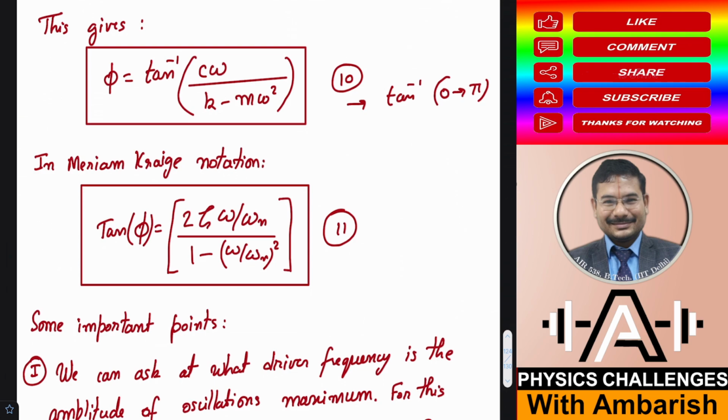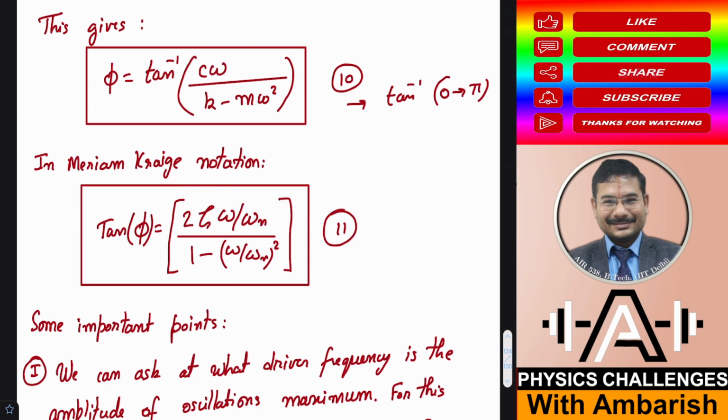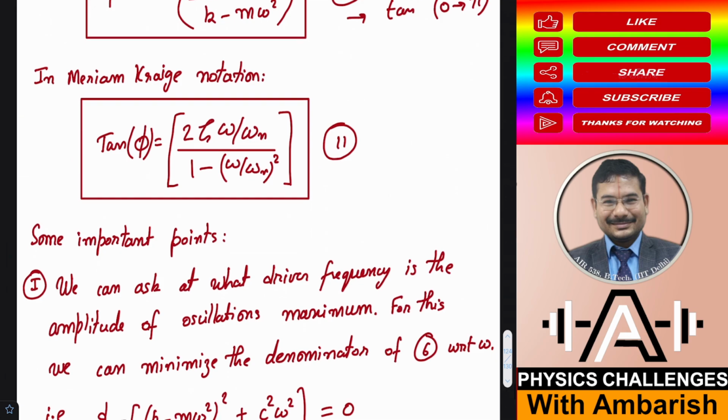Okay, and the same thing in Marion-Craig notation, you can write it like this. Again, zeta is c upon 2 root mk, the damping ratio. Okay, so sometimes it's useful to write it this way. Okay, now there are some important points.